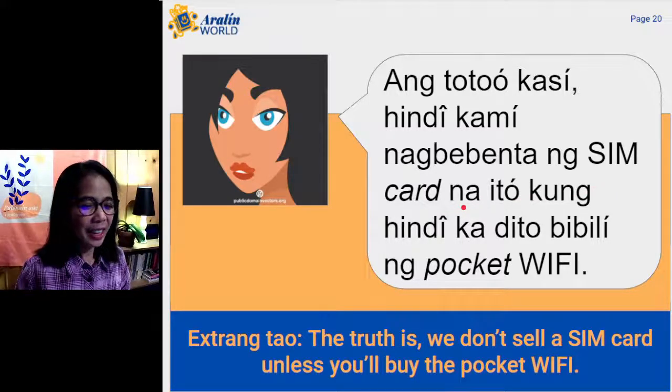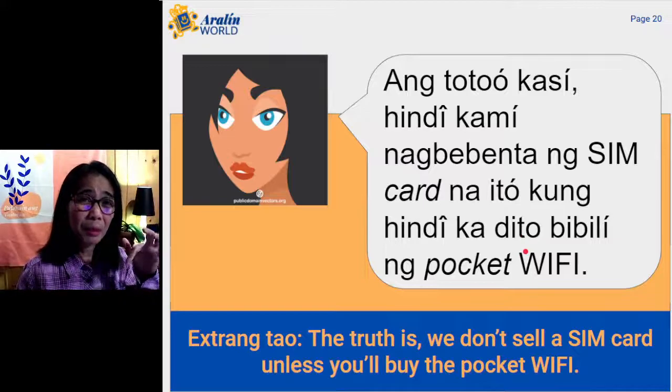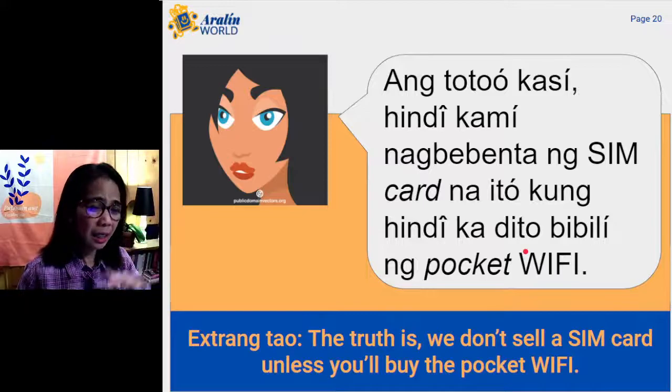Okay, and next, unless. Let's find out how you say unless in Tagalog. Unless is kung hindi. Yes, kung hindi means unless. Okay, and then what else? Of course, we have bibili. Dito means here. In the English sentence I didn't say here. Hindi ka dito. You're not buying from us, something like that. Here means here. If you're not buying it here, right?